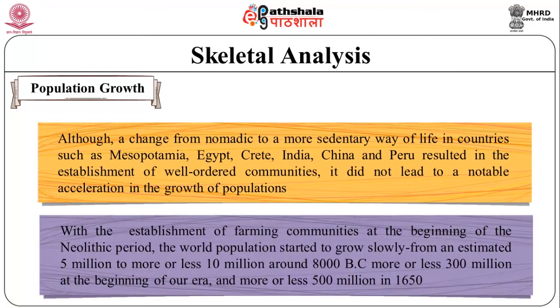With the establishment of farming communities at the beginning of the Neolithic period, the world population started to grow slowly from an estimated 5 million to more or less 10 million around 8000 BC, more or less 300 million at the beginning of our era and more or less 500 million in 1650.